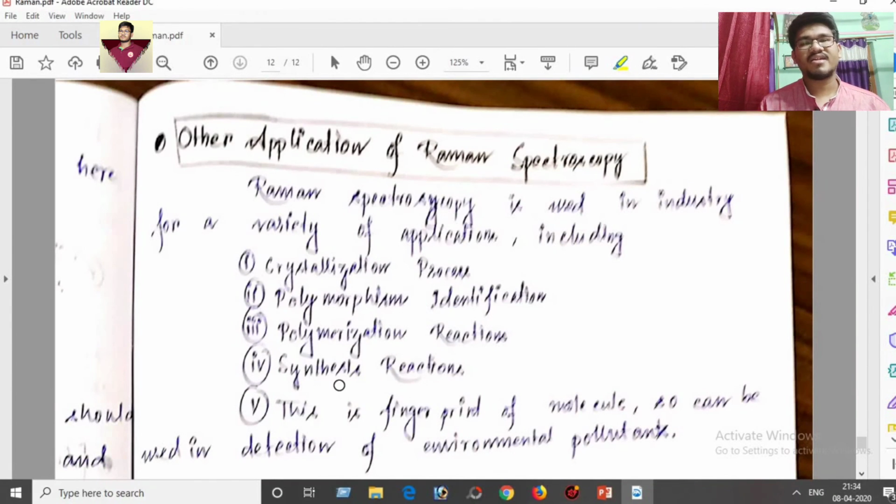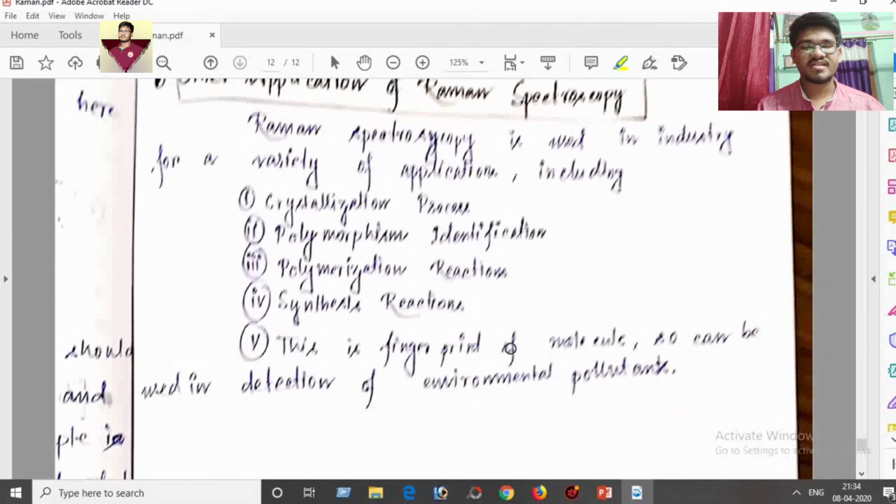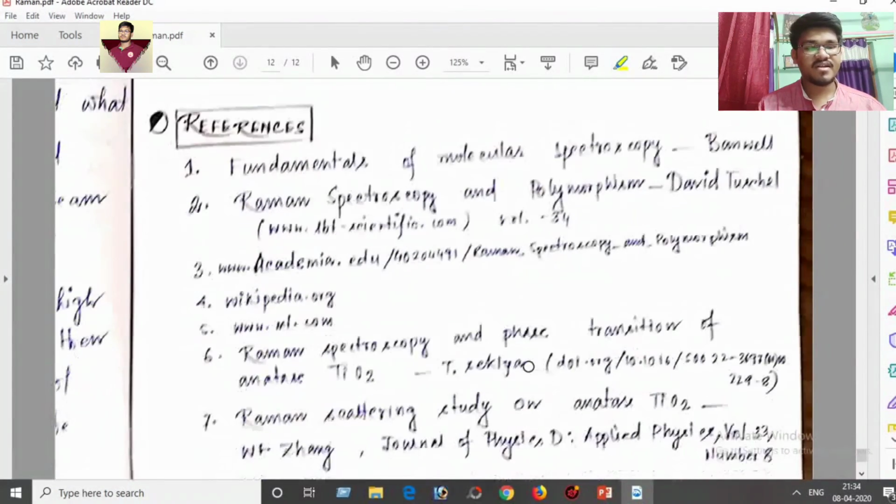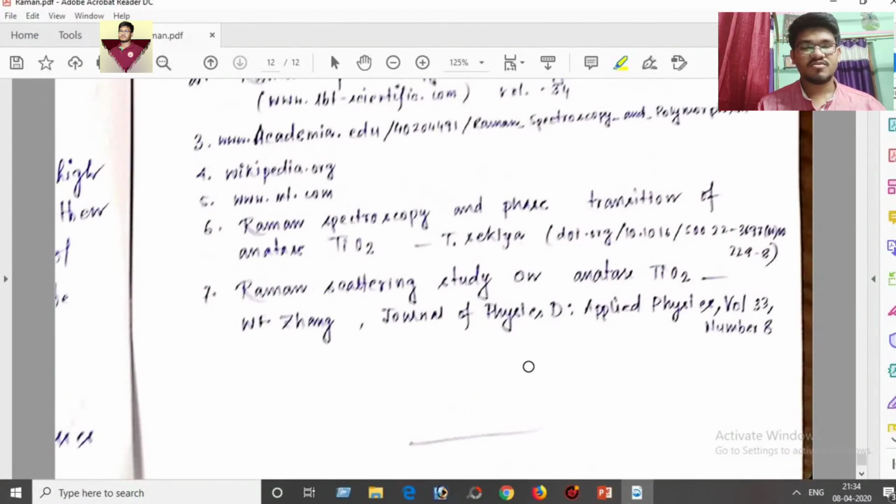Raman spectroscopy is used in industry for a variety of applications. Initially I told that it is the fingerprint of the molecule. To identify an unknown molecule, Raman spectroscopy is one of the finest tools we have. Also we can analyze crystallization processes, polymorphism identification, polymerization reactions, synthesis reactions, etc. This fingerprint part I am discussing again and again. Here are some references you can go through. That's it for today.